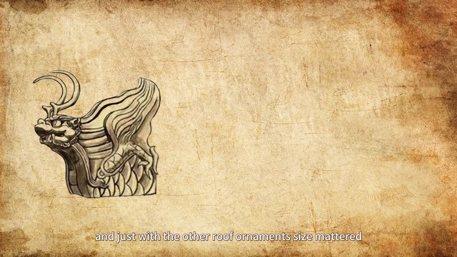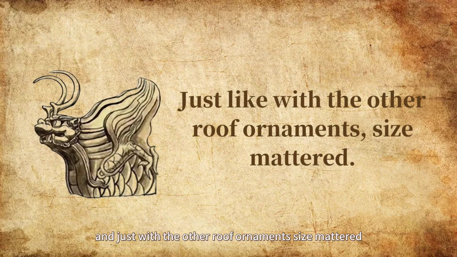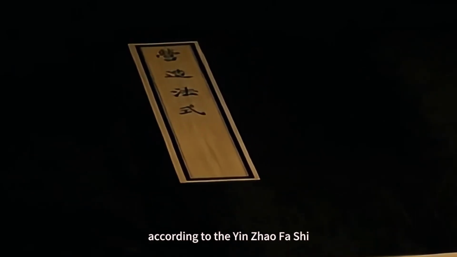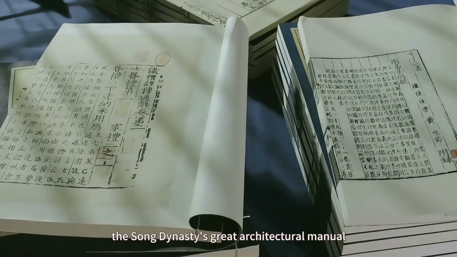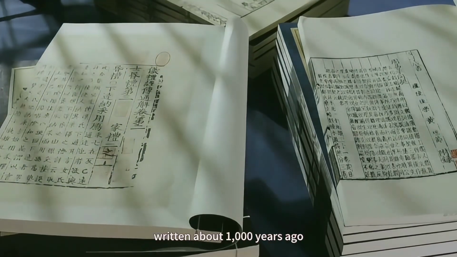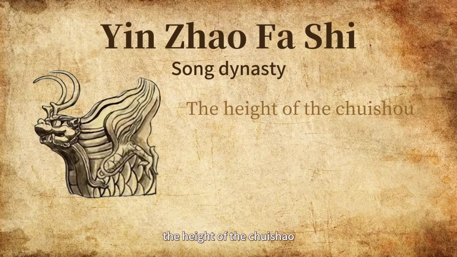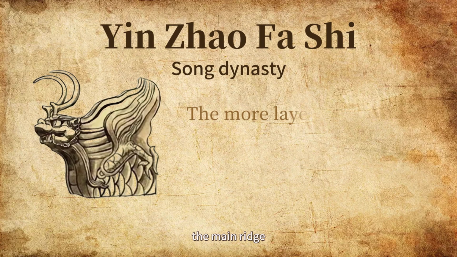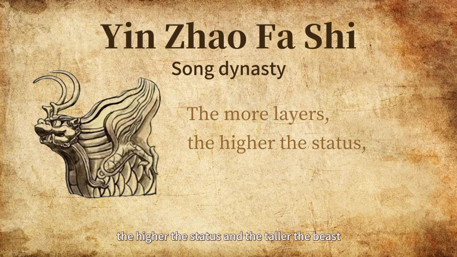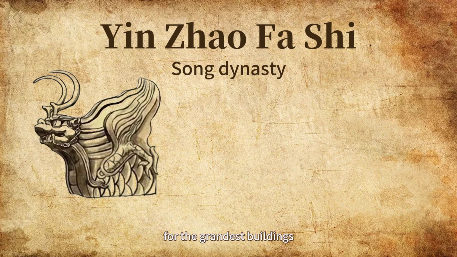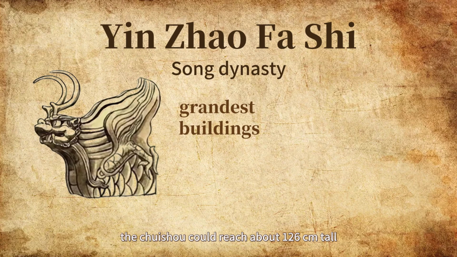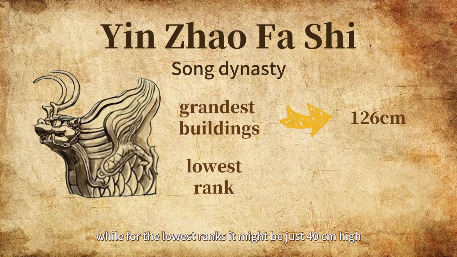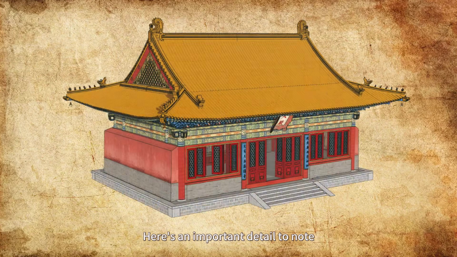And just like the other roof ornaments, size mattered. According to the Yingzao Fashi, the Song dynasty's great architectural manual written about 1,000 years ago, the height of the Cui Shou was determined by the number of tile layers on the main ridge. The more layers, the higher the status, and the taller the beast. For the grandest buildings, the Cui Shou could reach about 126 centimeters tall, while for the lowest ranked, it might be just 40 centimeters high. Here is an important detail to note.